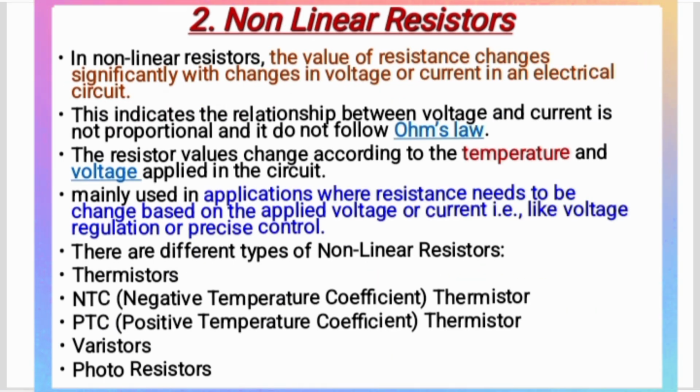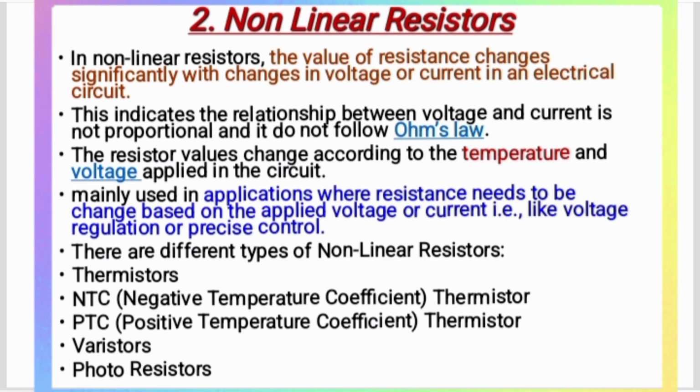2. Nonlinear resistors. In nonlinear resistors, the value of resistance changes significantly with changes in voltage or current in an electrical circuit. This indicates the relationship between voltage and current is not proportional, and it does not follow Ohm's law. The resistor values change according to the temperature and voltage applied in the circuit. Mainly used in applications where resistance needs to be changed based on the applied voltage or current, like voltage regulation or precise control. There are different types of nonlinear resistors.